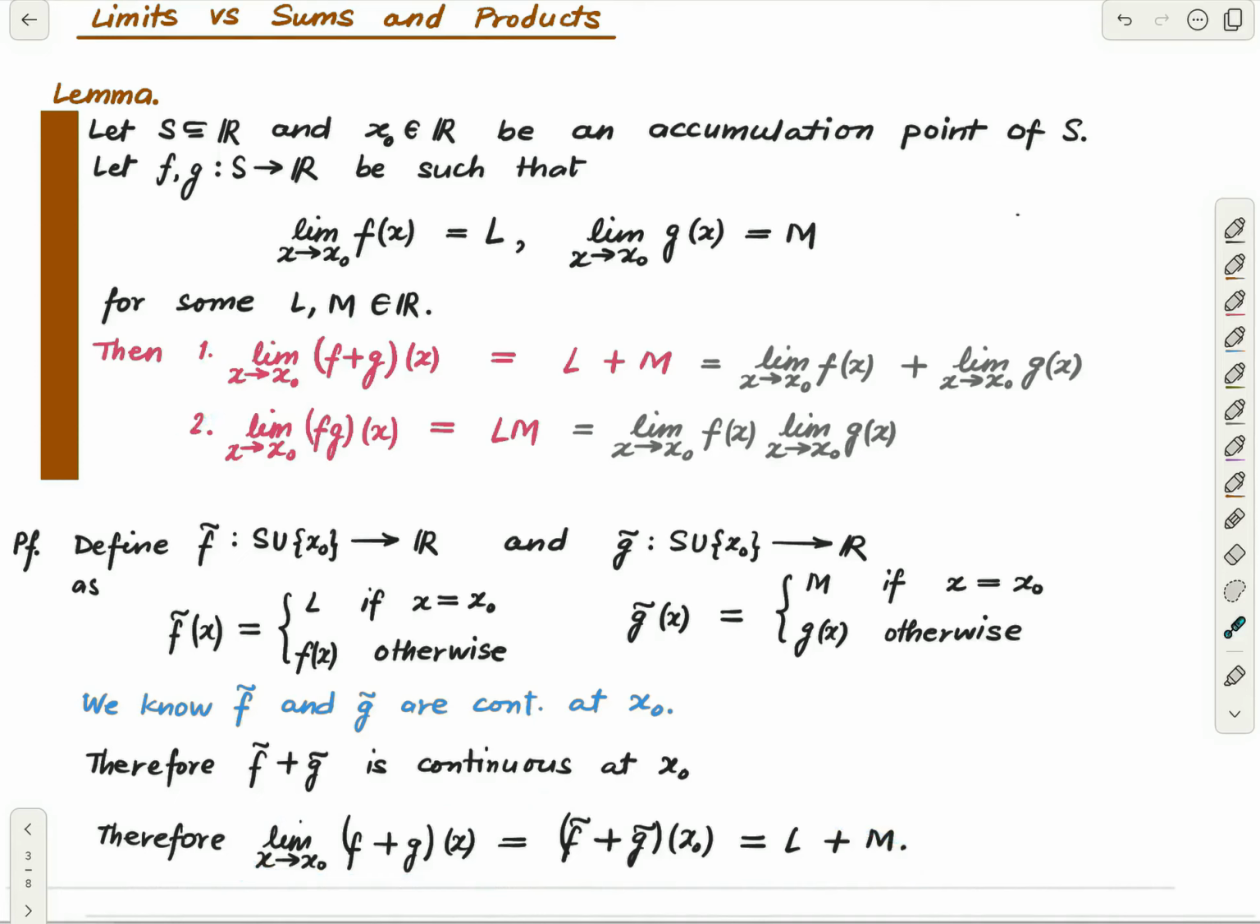We are just using algebra of continuity. If you like, you can prove these two things from first principles of limits. And it's a good exercise if you're not yet comfortable. It's a good exercise in epsilon and delta. But we are just leveraging on what we have already proven. Okay, so let's move on.